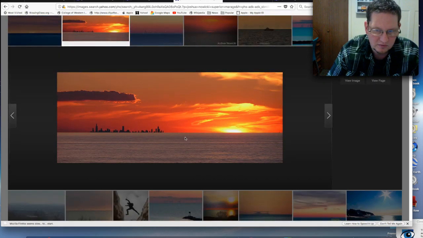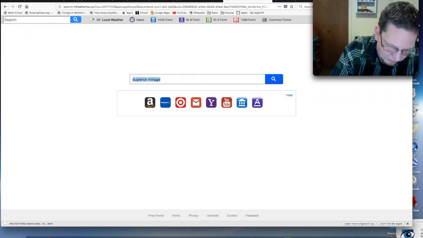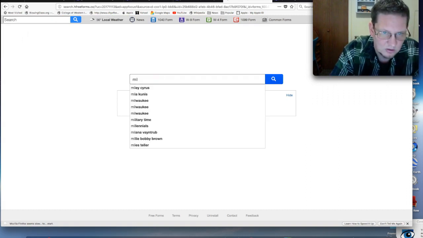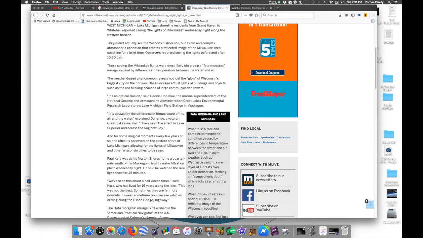This is another one. You could see Milwaukee, I think. Milwaukee. So this is what I found in my search for lights being seen from the other side of Lake Michigan, the Milwaukee skyline. So you have these lights, and I was looking into this, and it actually said something about how it was a rare occurrence.